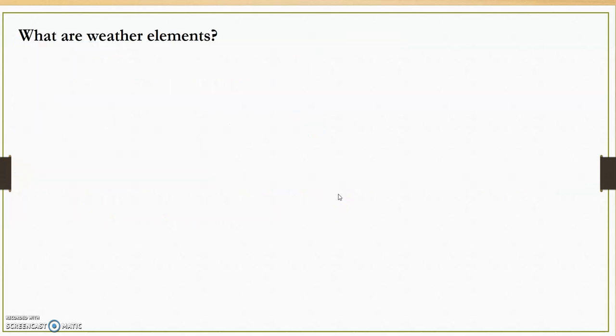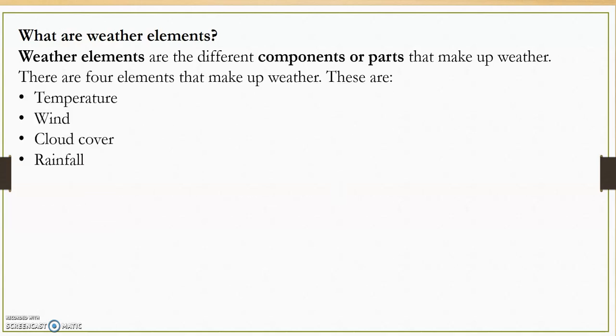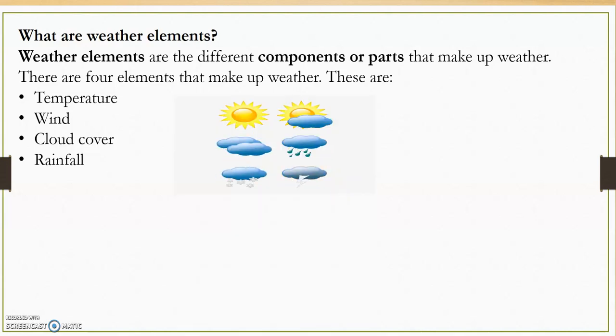Okay, what are weather elements? Weather elements are the different components or parts that make up weather. They are those different things that we put together in order to come up with a description of weather. Okay, there are four weather elements. There are four elements that make up weather, and these are temperature, wind, cloud cover, and rainfall.